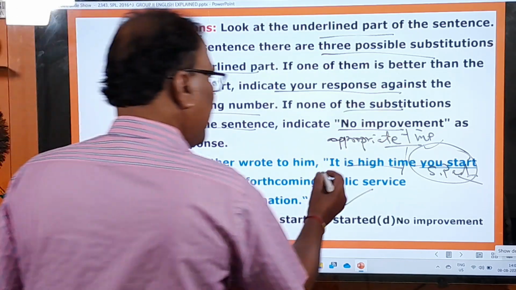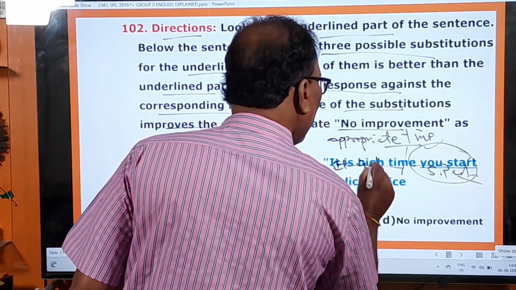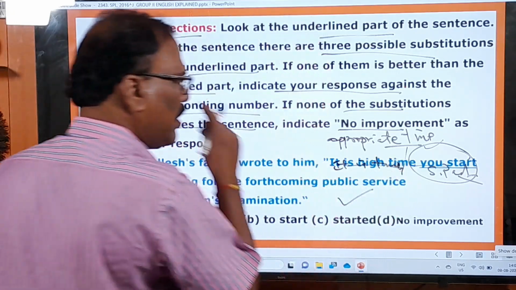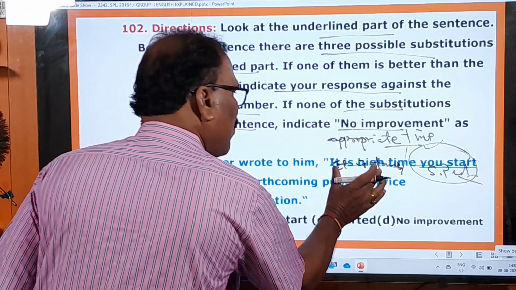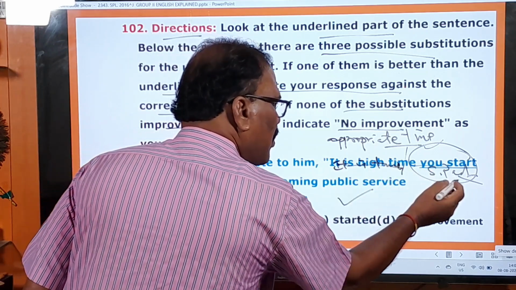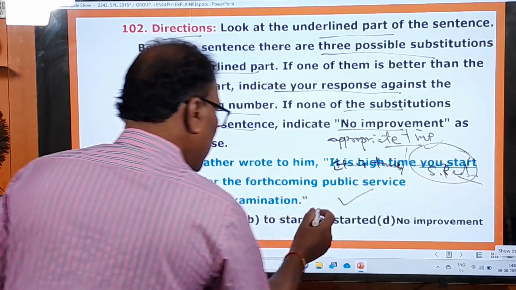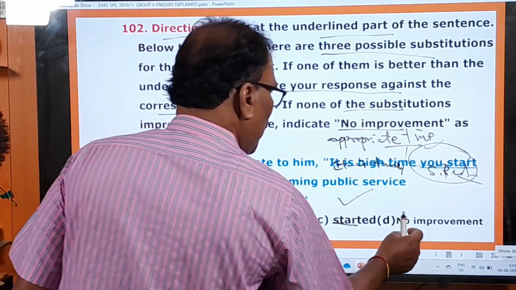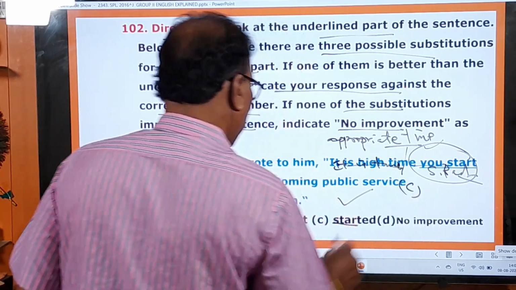You can also say it is time or it is high time, whatever it is. But after this sentence, you should use only the simple past. So the improvement is in the form of C. C is the right answer.